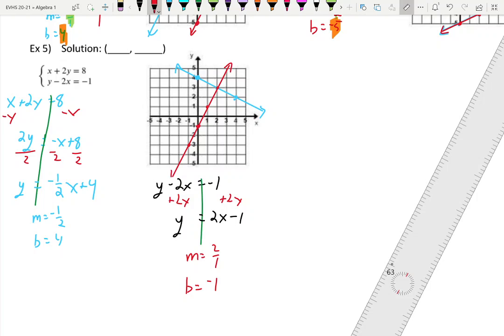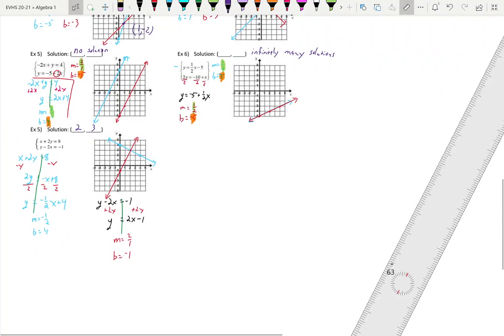And the place where they intersect is right here. It looks like the coordinates at that point are 2, 3. So that's all for today.